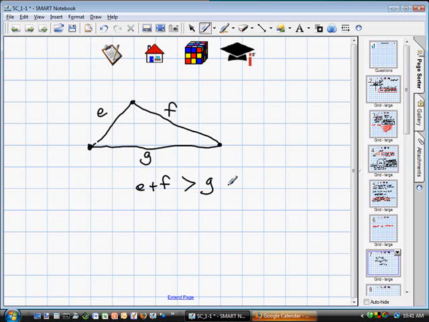And what's going to happen if they do line up? E plus F will be equal to G. So using the distance formula then, you could prove that 3 points are collinear. Do you follow the concept?